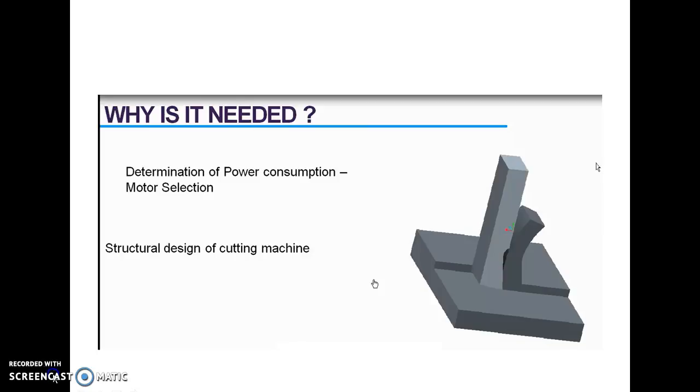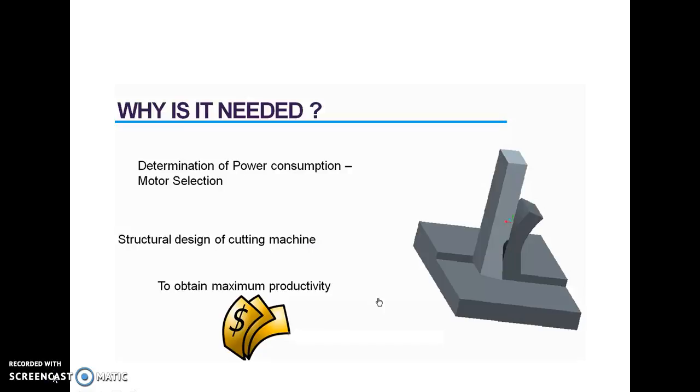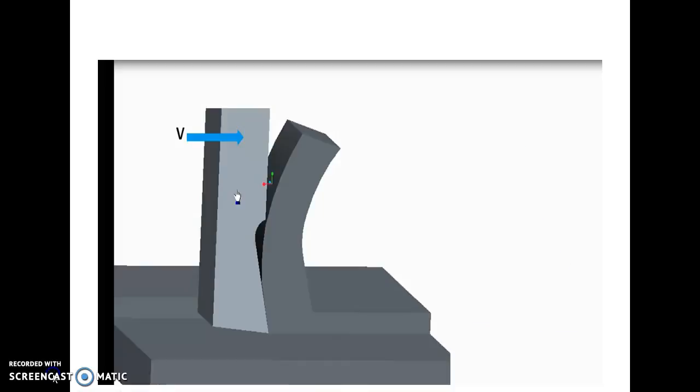or cutting tool. Next is the structural design of the cutting machine. While designing the structure of the machine, the forces are required. Next is to obtain the maximum productivity. This can be achieved by knowing the different cutting forces acting on your cutting tool and the workpiece.